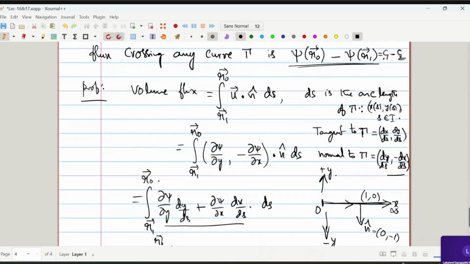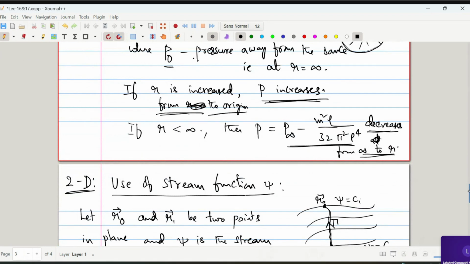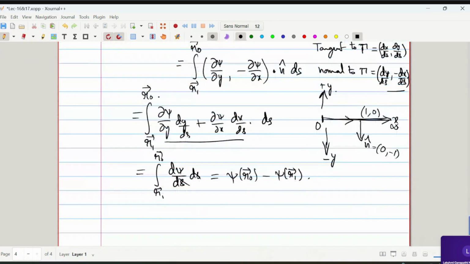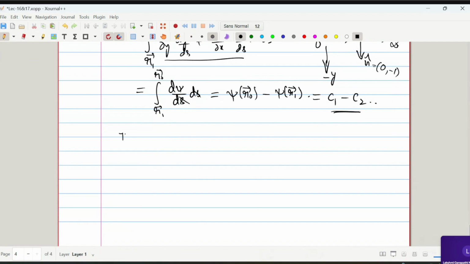So if you are going from this point to this point, r1 to r naught, that gives psi at r naught minus psi at r1, that is C1 minus C2. So a volume flux you can actually calculate. What is the advantage? This is a two-dimensional flow. One simple observation: I have two streamlines like this, and these are the two points. The volume flux across this is the difference, C1 minus C2, isn't it?